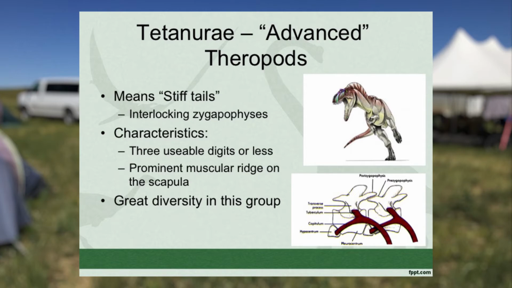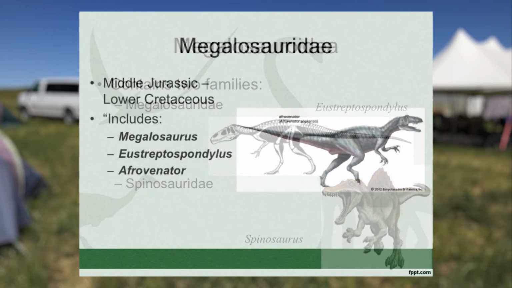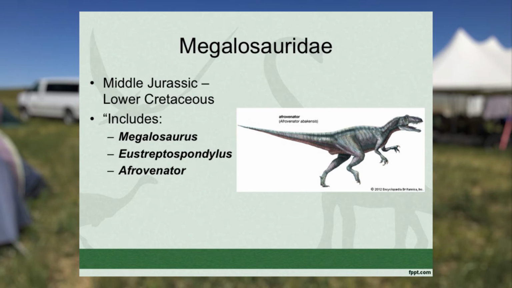And there's a lot of diversity in this group. This is a huge group. So first, we're going to look at Megalosauridae. So 2 families, Megalosauridae and Spinosauridae. Not much is known about Eustrepospondylus, but Spinosaurus is quite popular. But Megalosauridae, Middle Jurassic to Lower Cretaceous, includes Megalosaurus, Eustrepospondylus, and Afrovenator. Really cool name.